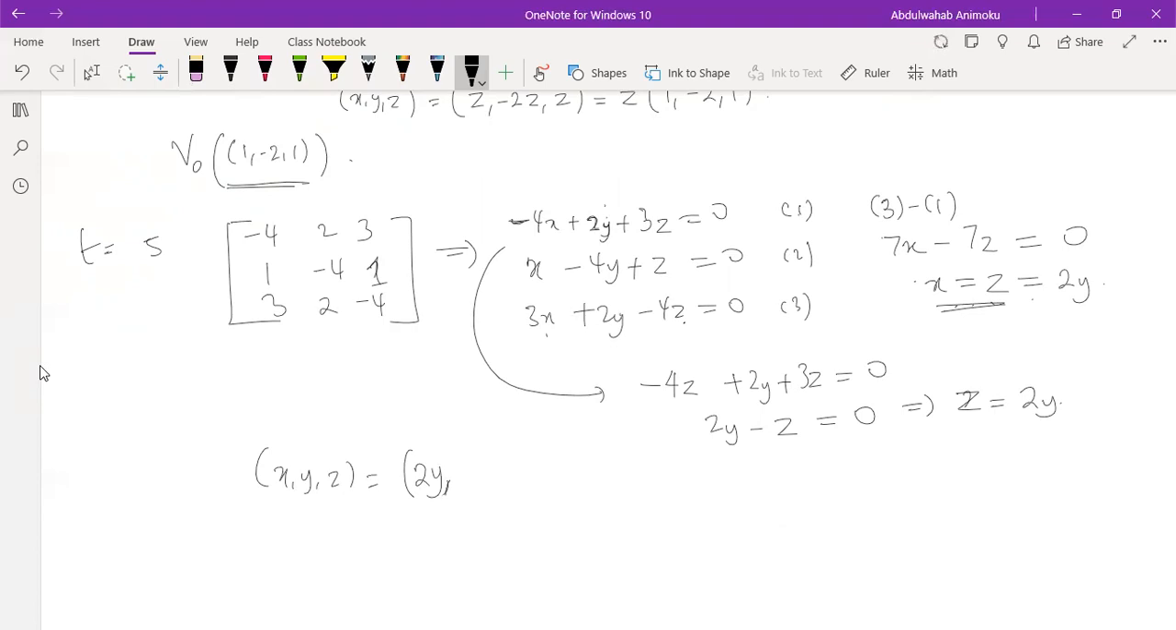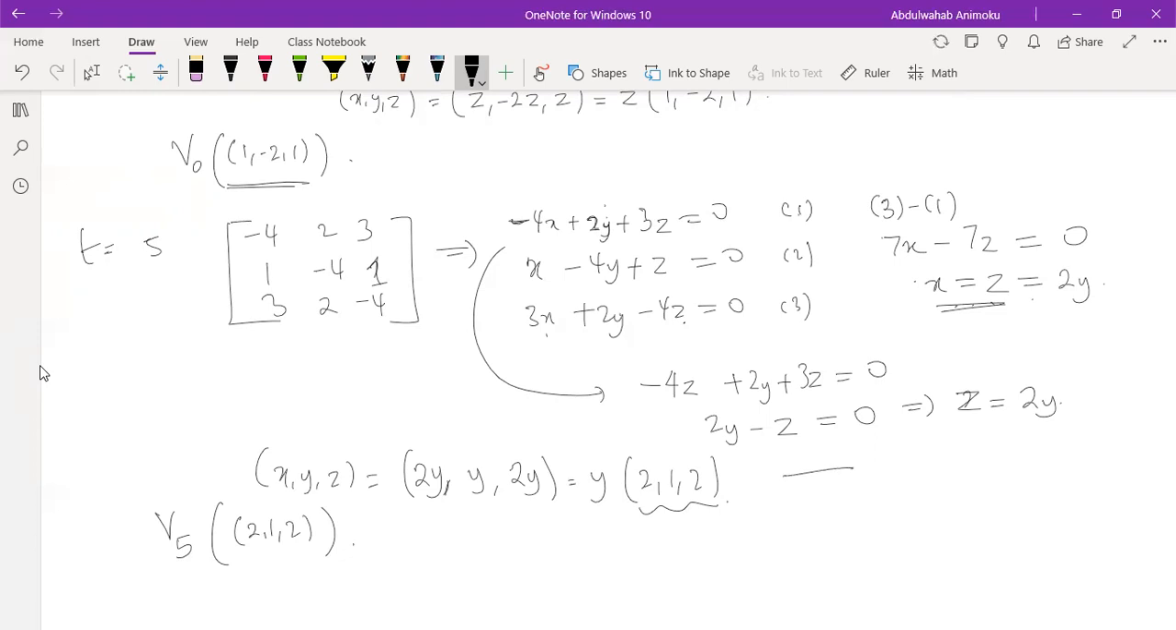Let's say we want to make z our free variable, we can also do that. So we know that our x is 2y, our y is a free variable, and our z is also 2y. So this will give us y times 2, 1, 2. So this will be the third eigenvector. So the solution space for this eigenvalue will be spanned by this vector. Okay, and we're basically done here.